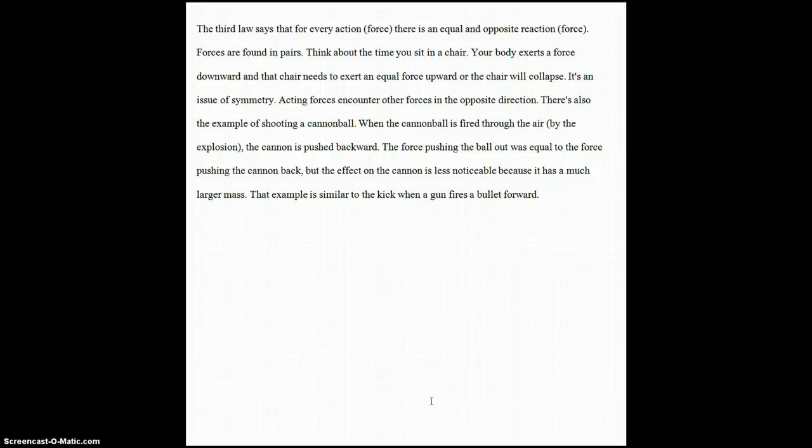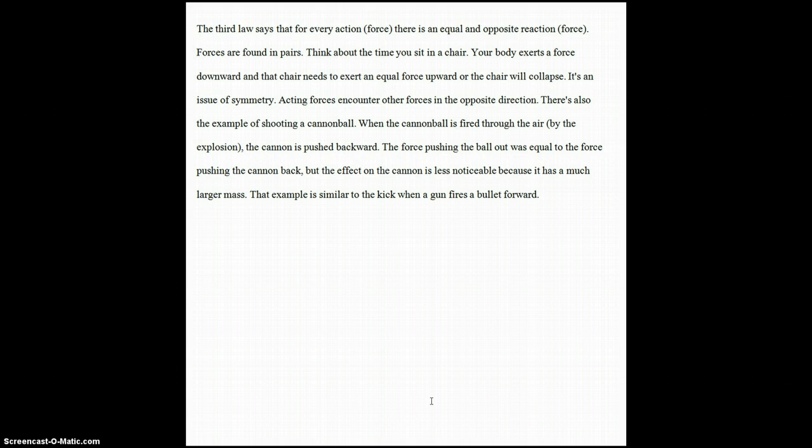There's also an example of shooting a cannonball. Another good example, and this is fun, because who doesn't like shooting cannonballs? When a cannonball is fired through the air by the explosion, the cannon is pushed backwards. You can also say, like shooting a gun, it's more common. The force pushing the ball forward is equal to the force pushing the cannon back, the recoil. But the effect on the cannon is less noticeable because it has such a larger mass.